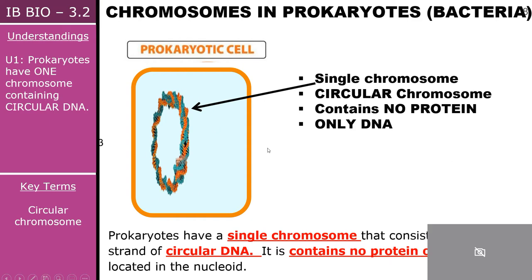And again, prokaryotes do not have a nucleus. So this is located in an area called a nucleoid. You don't need to know that specifically. So just know that single chromosome, circular in shape, contains no protein, and it only has DNA.